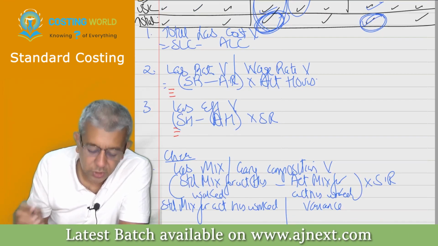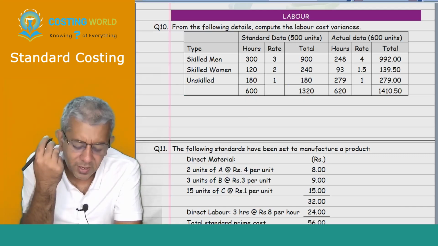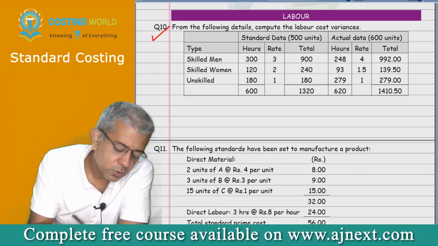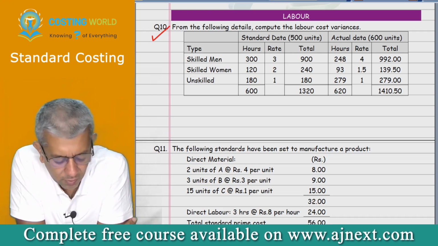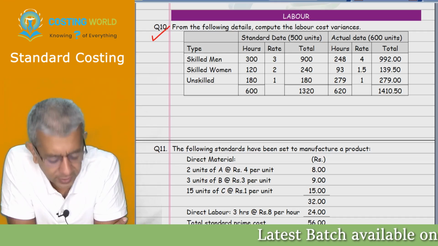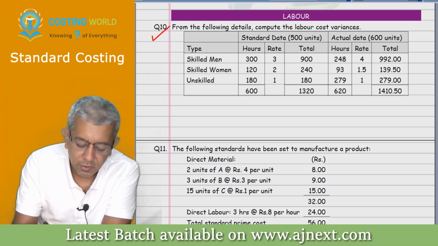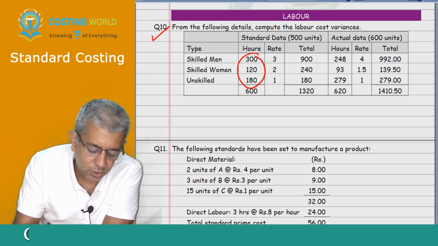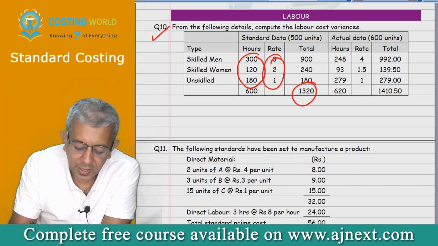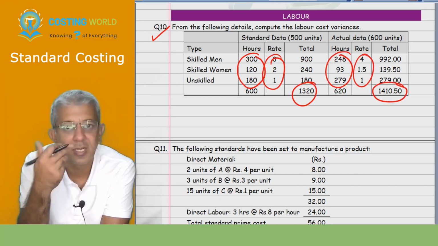Now, one question I have is exactly of this particular type, which is as simple as whatever I have told you. It is almost the same as your previous questions of material. So, come over there, question number 10, please. From the following details, compute labor cost variances. We shall do that. Standard data for 500 units. For 500 units, these three types of workers should have taken these many hours at this much rate. This should have been the cost. In reality, these many hours at this much rate, and this will be your actual cost. That's it. Okay.